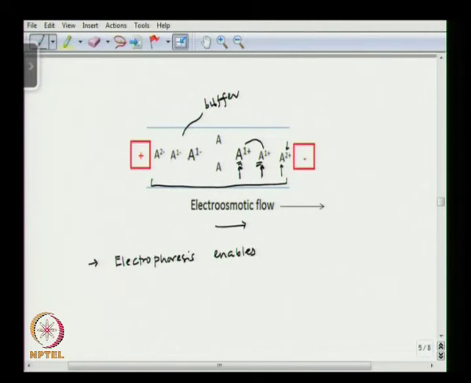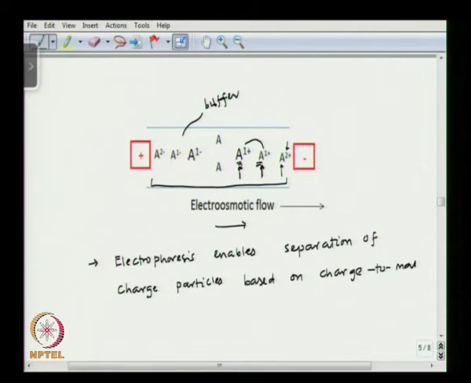So, the electrophoresis enables separation of charged particles based on charge to mass ratio between the electrodes. Okay.